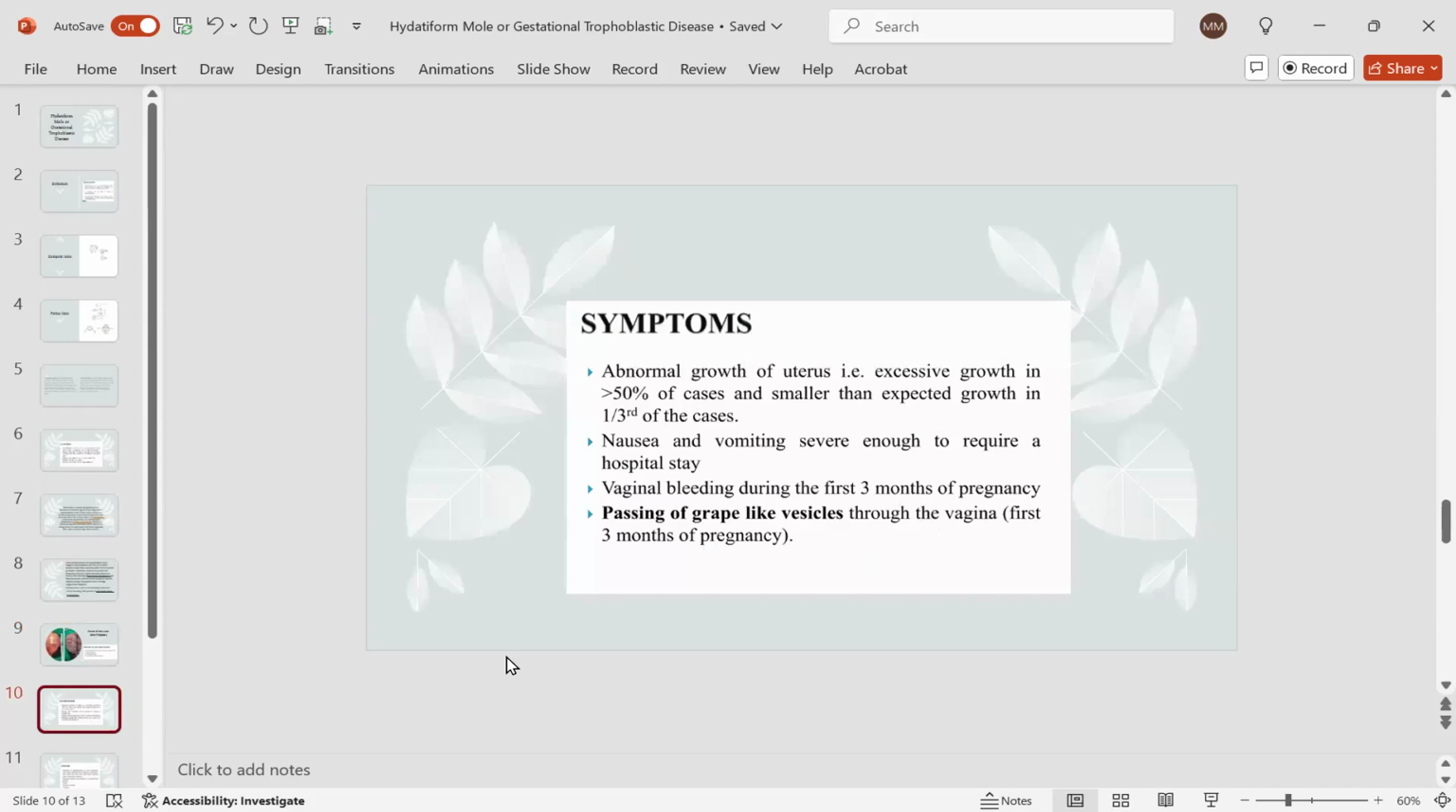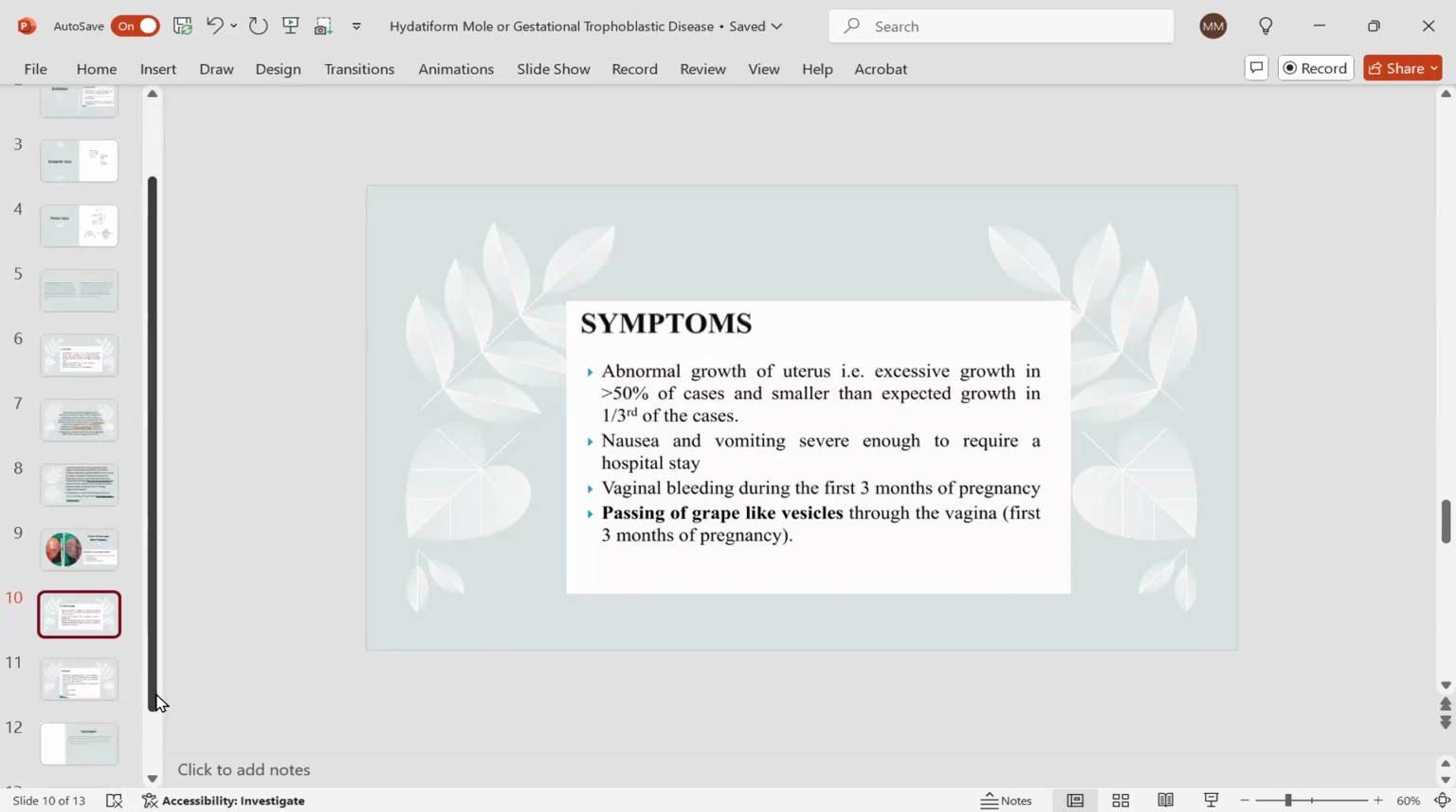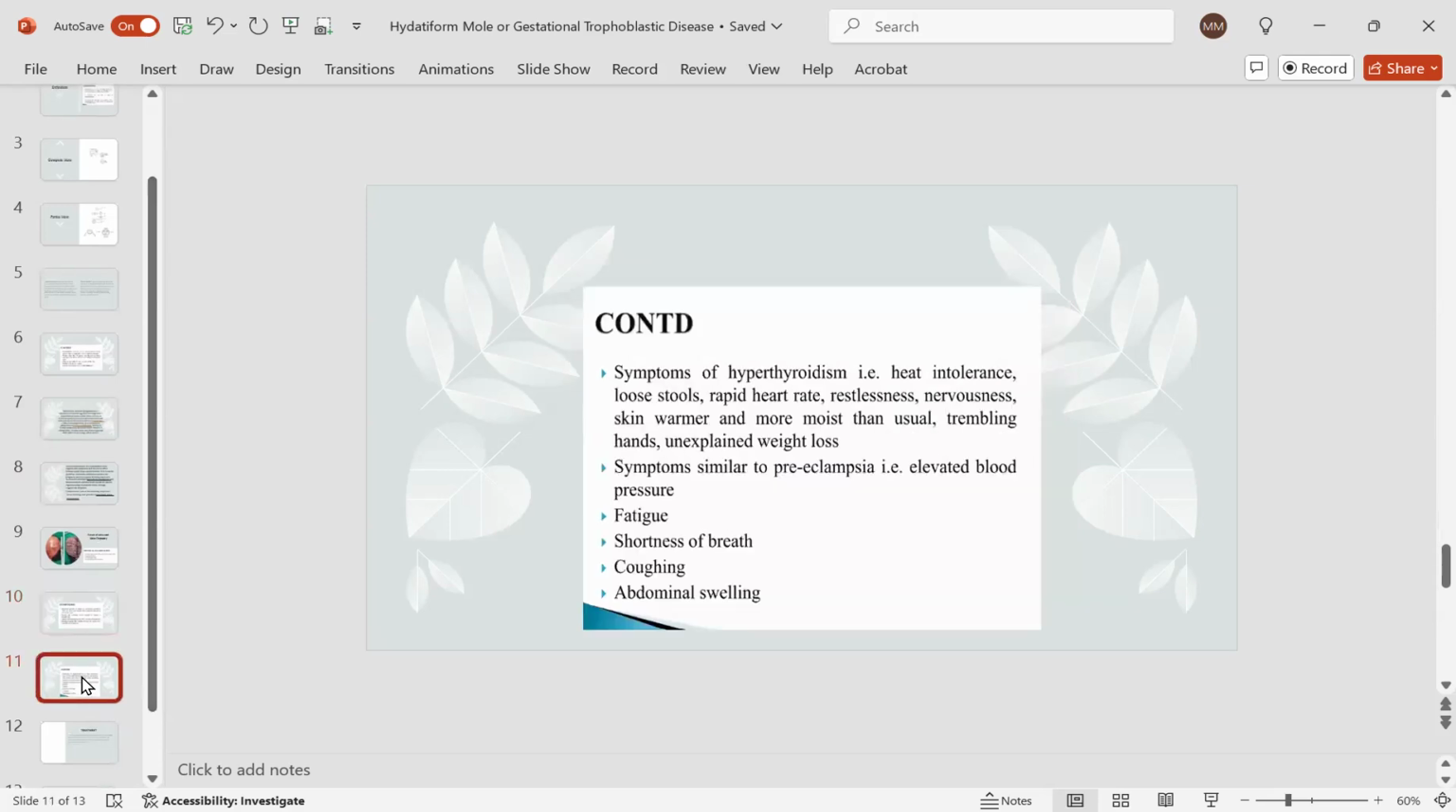Symptoms, like I said before, abnormal growth of the uterus. It's usually bigger than expected. Sometimes, but rarely, it can be smaller than expected. Severe nausea and vomiting, vaginal bleeding, and those grape-like vesicles that pass through the vagina in the first 3 months. They literally look like little bloody grapes. Those are your big warning signs that this is a hydatidiform mole.